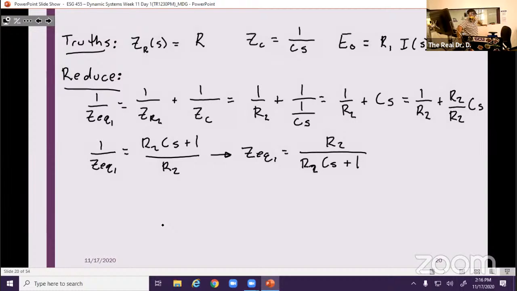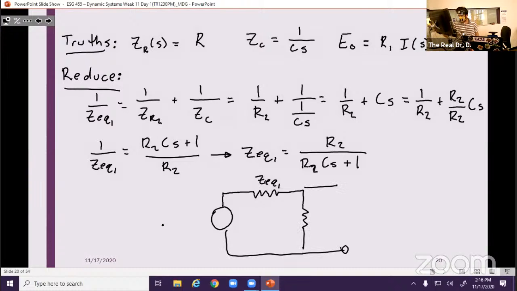All right, so we've got this, this is my ZEQ. So I can rewrite or redraw my circuit now, and I'm going to use ZEQ. ZEQ1 is just going to be represented by a resistor. And then I've got this other resistor down here. And this is R1. And here's E out, ES. This is my new circuit here.